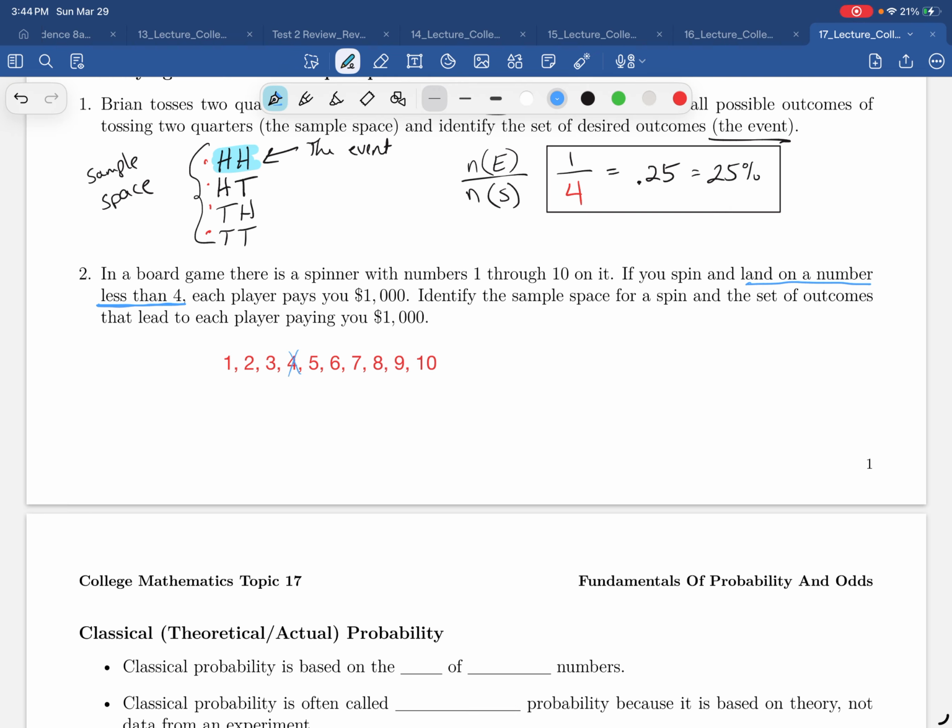So we could say this a couple different ways. We could say the number of elements in E would be 3, and the number of elements in the sample space would be 10, because there's a total of 10 items in the sample space. So the probability of getting E, or in other words, the probability of winning, would be 3 out of 10, or 30%.